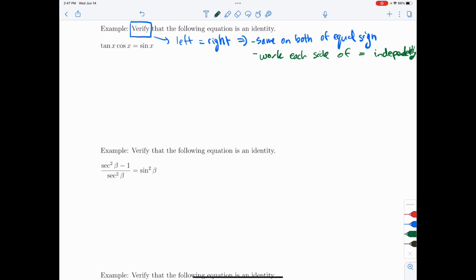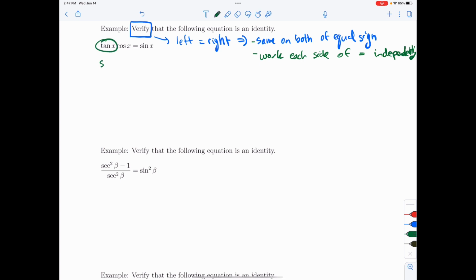All right, so it's a similar idea as doing a simplification, but here what we're doing is we're basically simplifying one side so that it looks exactly like the other side. And usually we'll start with the more complicated side. So looking at this first one, I'm going to work with the left-hand side because this side looks more complicated. And so basically what I'm going to do is simplify that down so that it looks exactly like sine of x. Oftentimes, the very first move is to convert everything into sine and cosine.